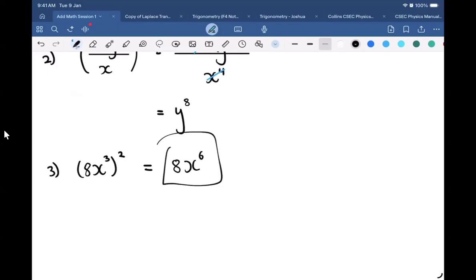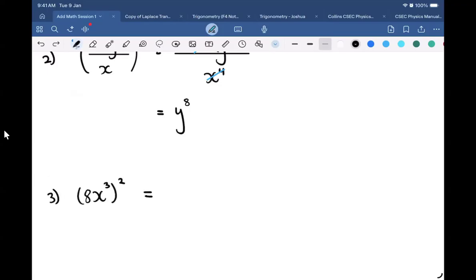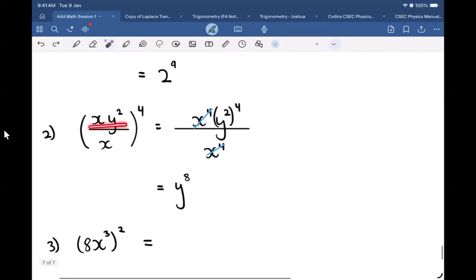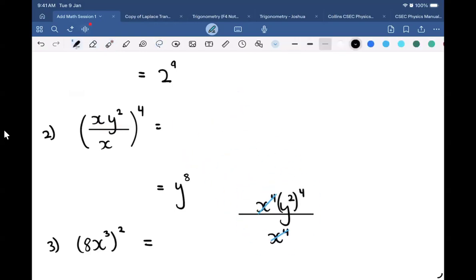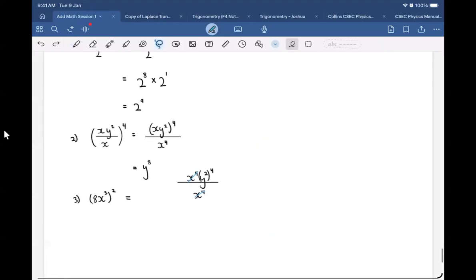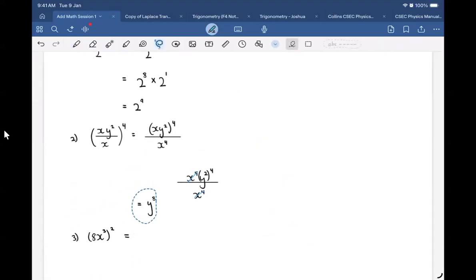Okay, you're actually wrong this time. Let me take it one step at a time. If I'm dividing, notice that I applied the power of 4 to everything. So I would have preferred if you had this extra step. So I'm going to put in the extra step: xy squared to the power of 4 all over x to the power of 4. And then you would have had this line. You'll see why I'm stressing that just now.